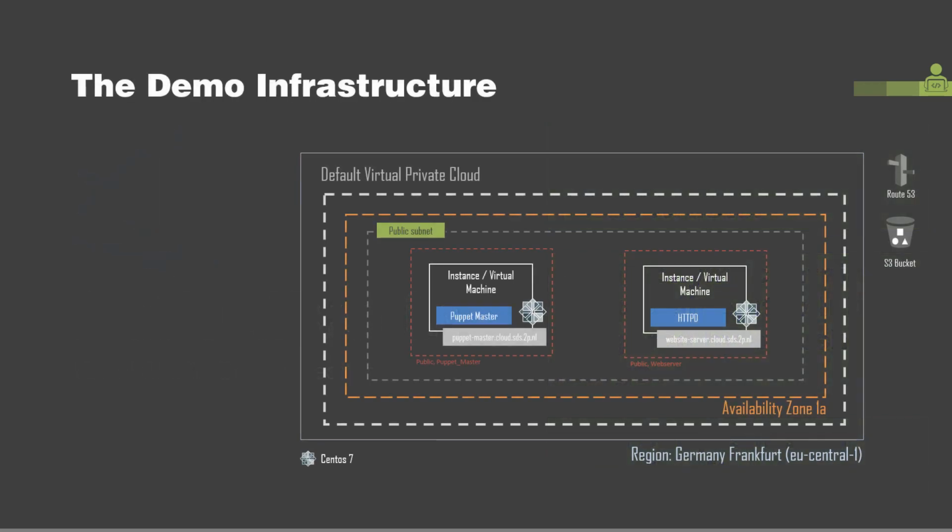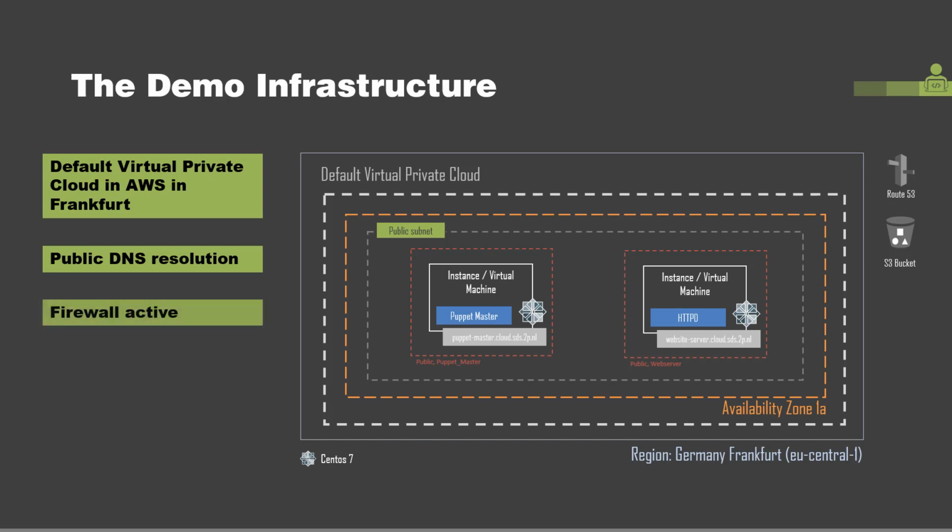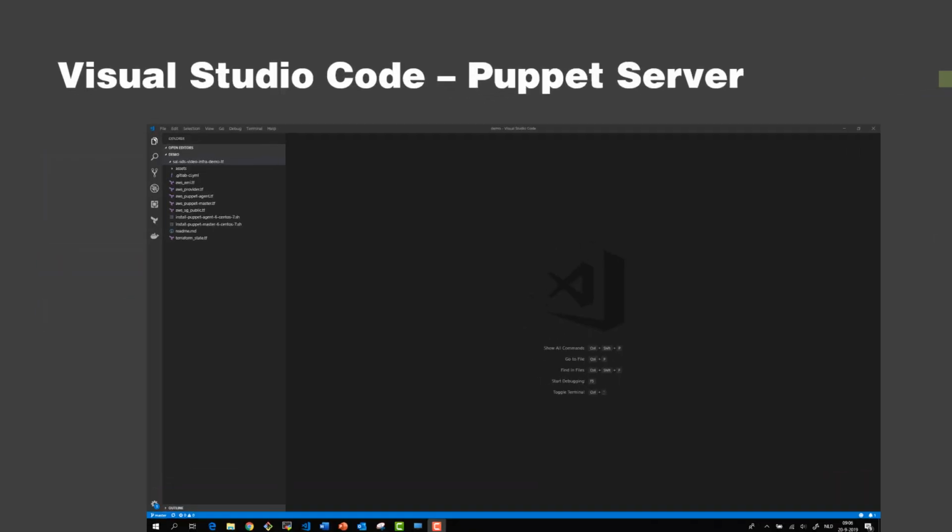Before we can look at the code, we need to know what we are building. In the picture you can see what infrastructure the code will create. The infrastructure is hosted at AWS in Frankfurt. One server, the left one, is the Puppet Master. It will hold the configuration data of the other server. The other server, named Website Server, will contain a web server to host web pages. The servers will get a public DNS record so we can access them with ease.